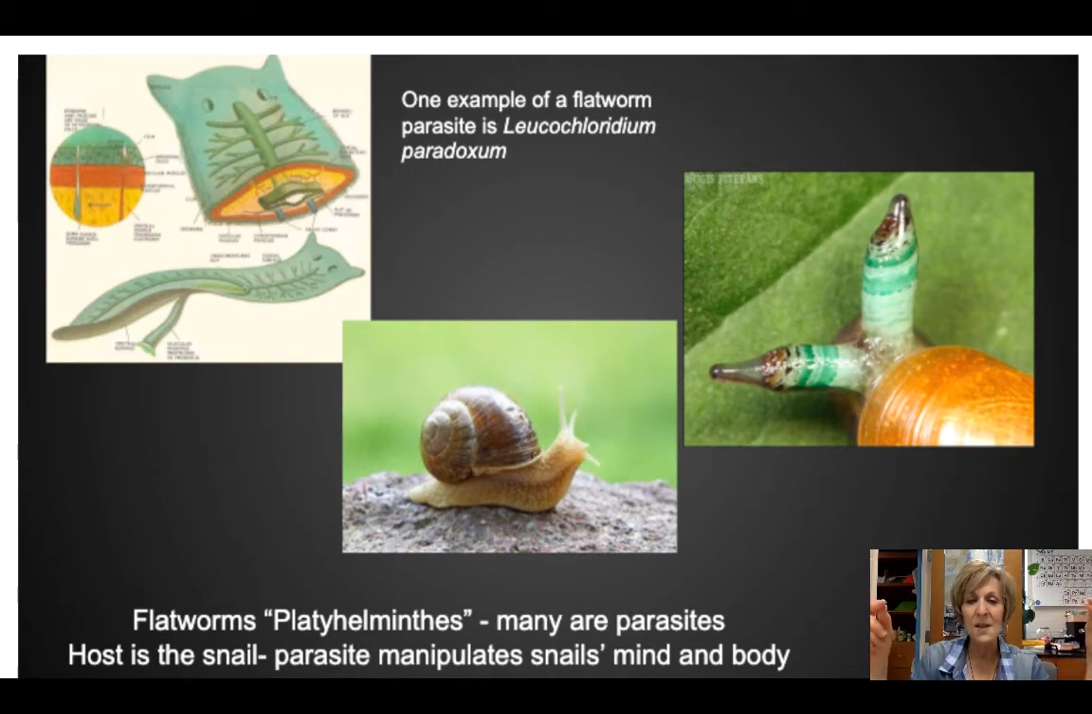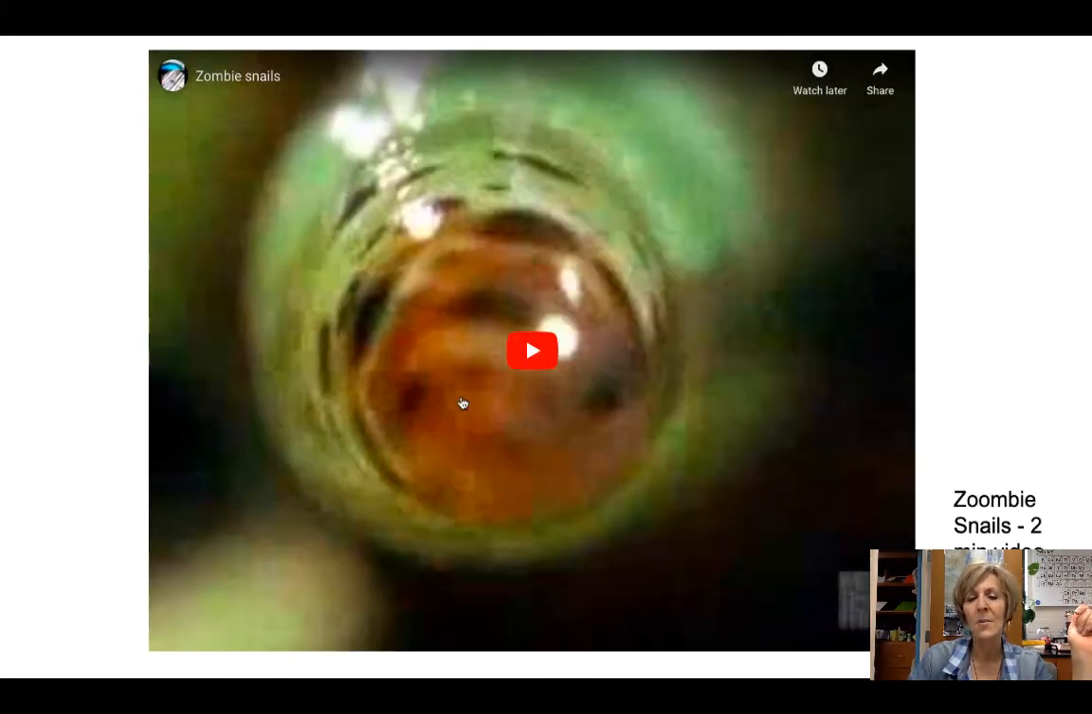The parasite manipulates the snail's mind and its body to make it more likely to be eaten by birds, because that's good for the parasite because it spreads the parasite. And it is just fascinating how this works. So I have a real quick video to show you that.